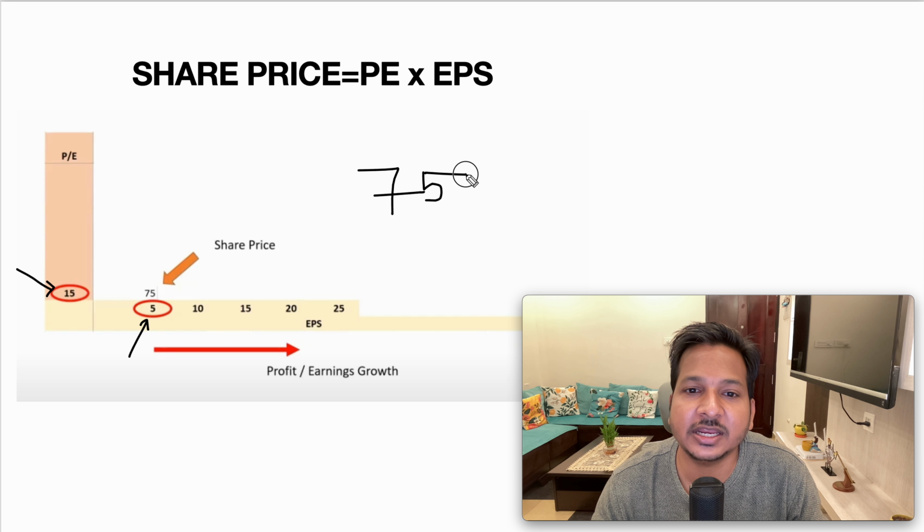Now how will it increase? Either EPS has to increase or the PE ratio has to increase. If either of these or both happen, the share price will increase. Suppose EPS doubles, 2x, and the PE ratio does not increase, then the share price will also 2x. It will double. But what if EPS is 2x and the PE ratio is also 2x, then the share price will be 4x.